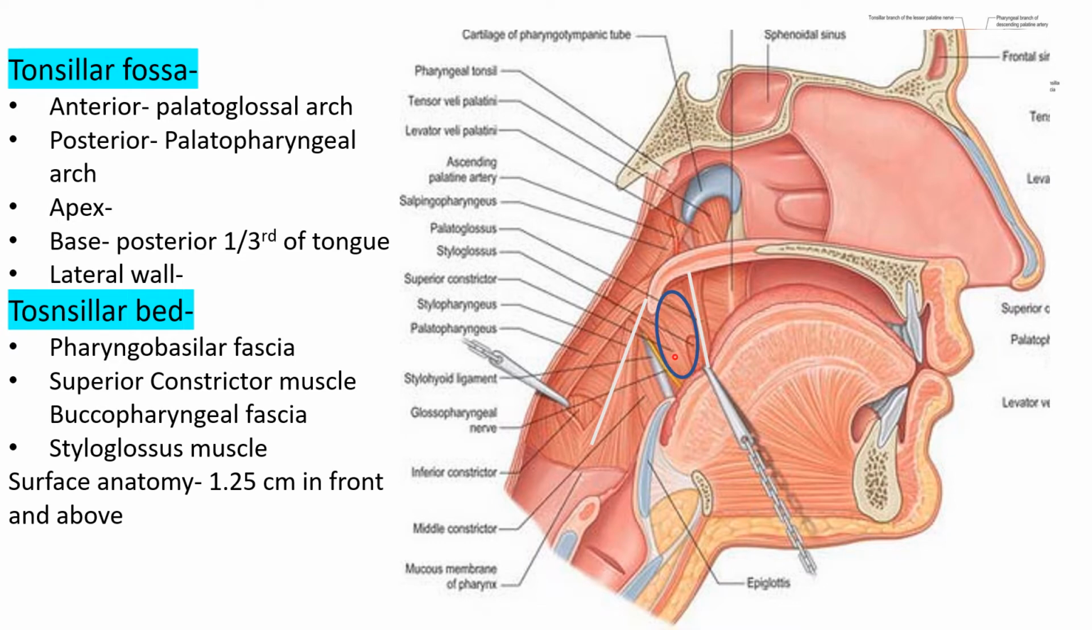Now see, this is the tonsil. The surface which is facing towards the tongue, towards the oral cavity, is the medial surface, whereas the surface on which the tonsil is resting is called the lateral surface or the tonsillar bed. So what all structures can we appreciate here in the tonsillar bed? Here if you see, this is the pterygomandibular raphe. The anterior muscle is the buccinator muscle, whereas the posterior muscle is the superior pharyngeal constrictor muscle.